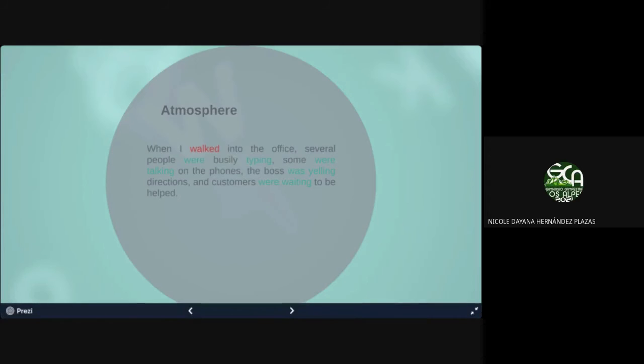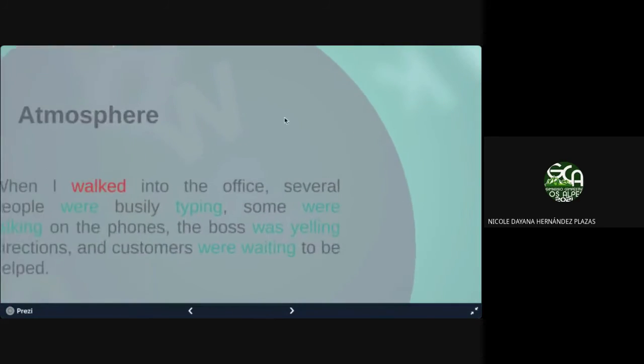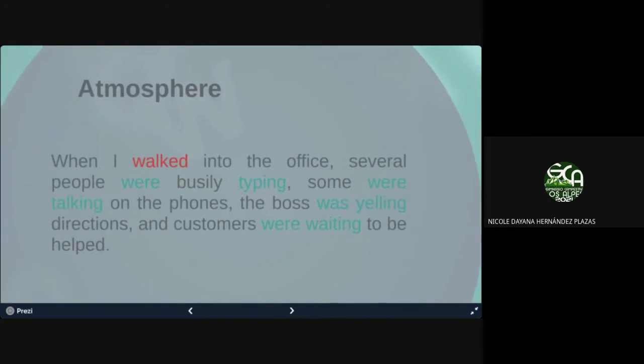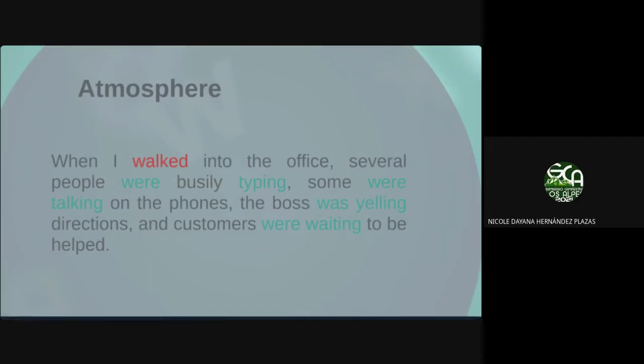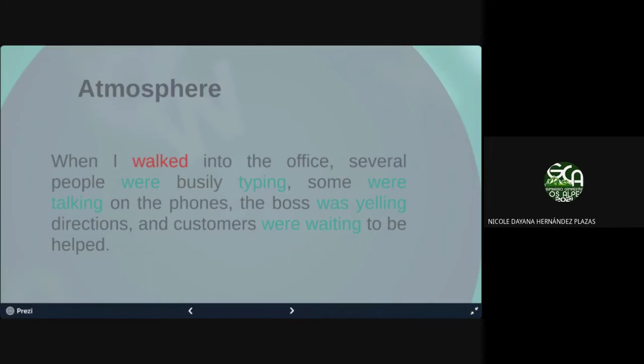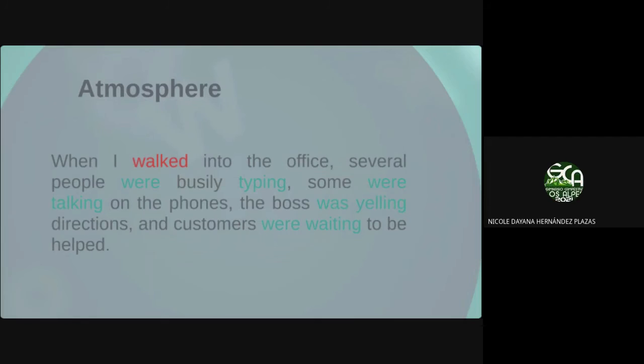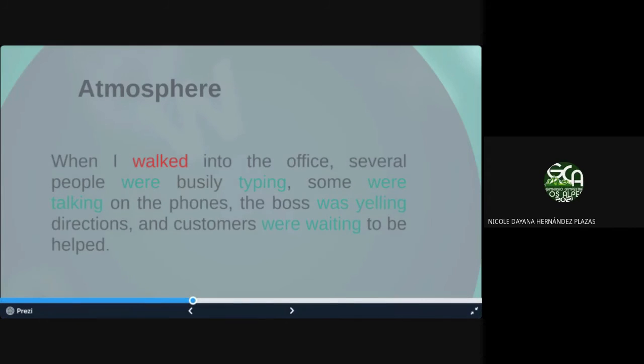So we are going to take a look at this example. Look at this. So I am going to ask Mateo, can you please help me reading the example? When I walked into the office, several people were busily typing. Some were talking on the phones. The boss was yelling directions, and customers were waiting to be helped. Thank you.